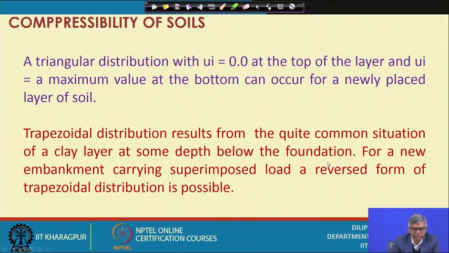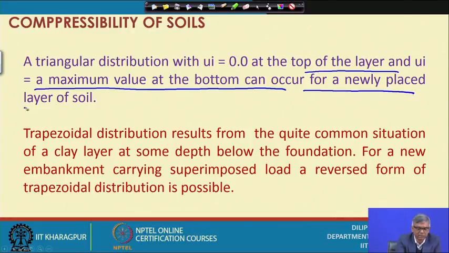And similarly, a triangular distribution with ui equal to 0 at the top and a maximum value at the bottom can occur for a newly deposited, newly placed layer of soil. Since it is loose, if there is pore pressure development immediately after deposition, it will be dissipated immediately. So, because of this reason, as I already explained.